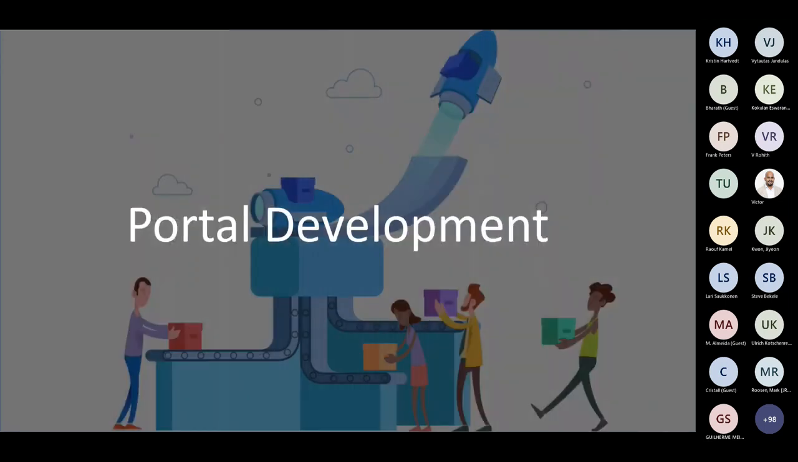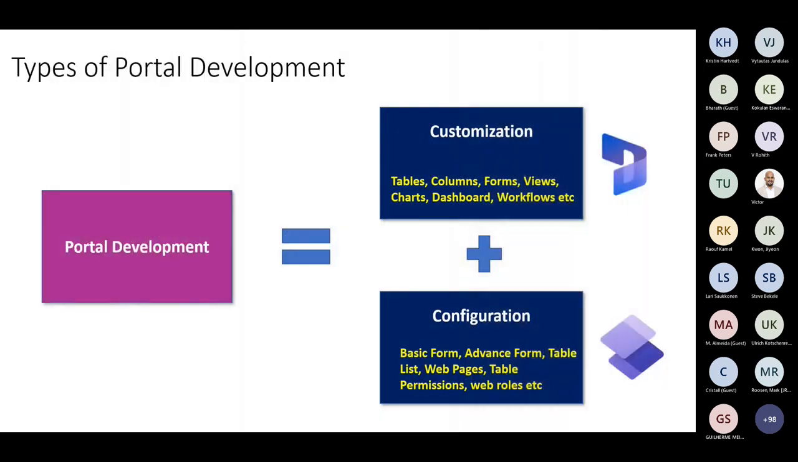Okay. Now, the second phase, once your planning is done, you do the development. So portal development comprises two things. The first is customization and the second is configuration. Okay, so there are two types of development. Configuration means whatever you are doing in the out of box components available for the portals. For example, your basic forms, advanced forms, web forms, sorry, the web pages, table permissions, web roles, so all sorts of configuration you are doing in the portal default entities are part of the configuration.